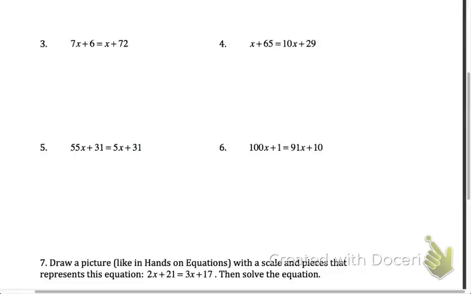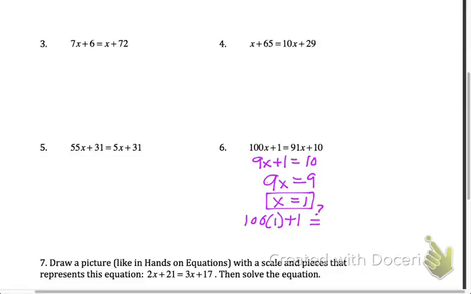Okay, on to number 6. Take away 91 x's from both sides, and I'll just be left with 9x on the left side, and only 10 on this side. Then I'll take away 1 from both sides, and I'll get 9x equals 9. So it looks like x is 1, because 9 times 1 equals 9. And to check that out, I'll have 100 times 1 plus 1, and see if that equals 91 times 1 plus 10. And it looks like they're 101 on both sides.